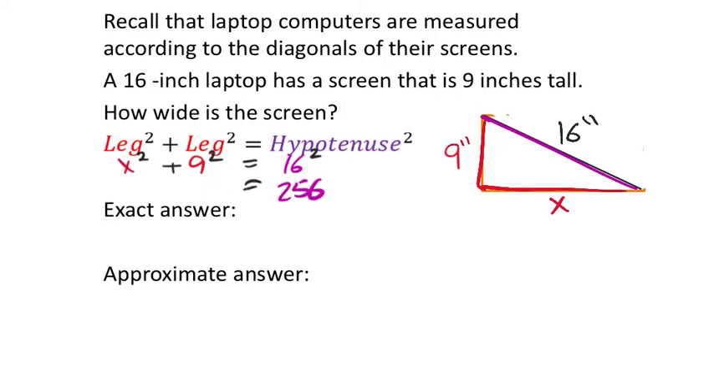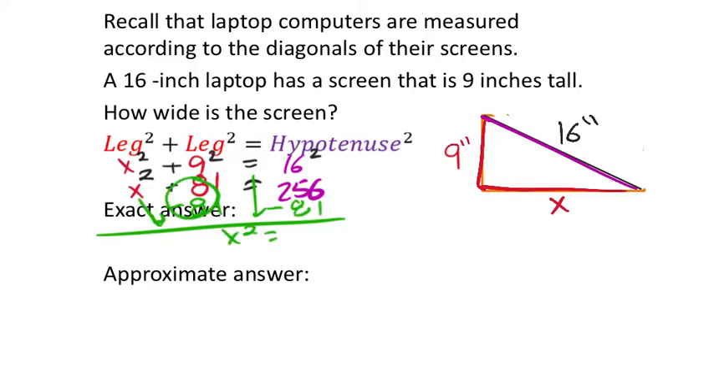9 squared, I got that one is 81. So x squared plus 81 equals 256. Kind of going into the words right there, but minus 81 from both sides. That zeroes that out. Now I got x squared equals 256 minus 81, 175. All right. Now in my calculator, when I put this in, because I'm going to square root both sides, it'll give me the exact answer.